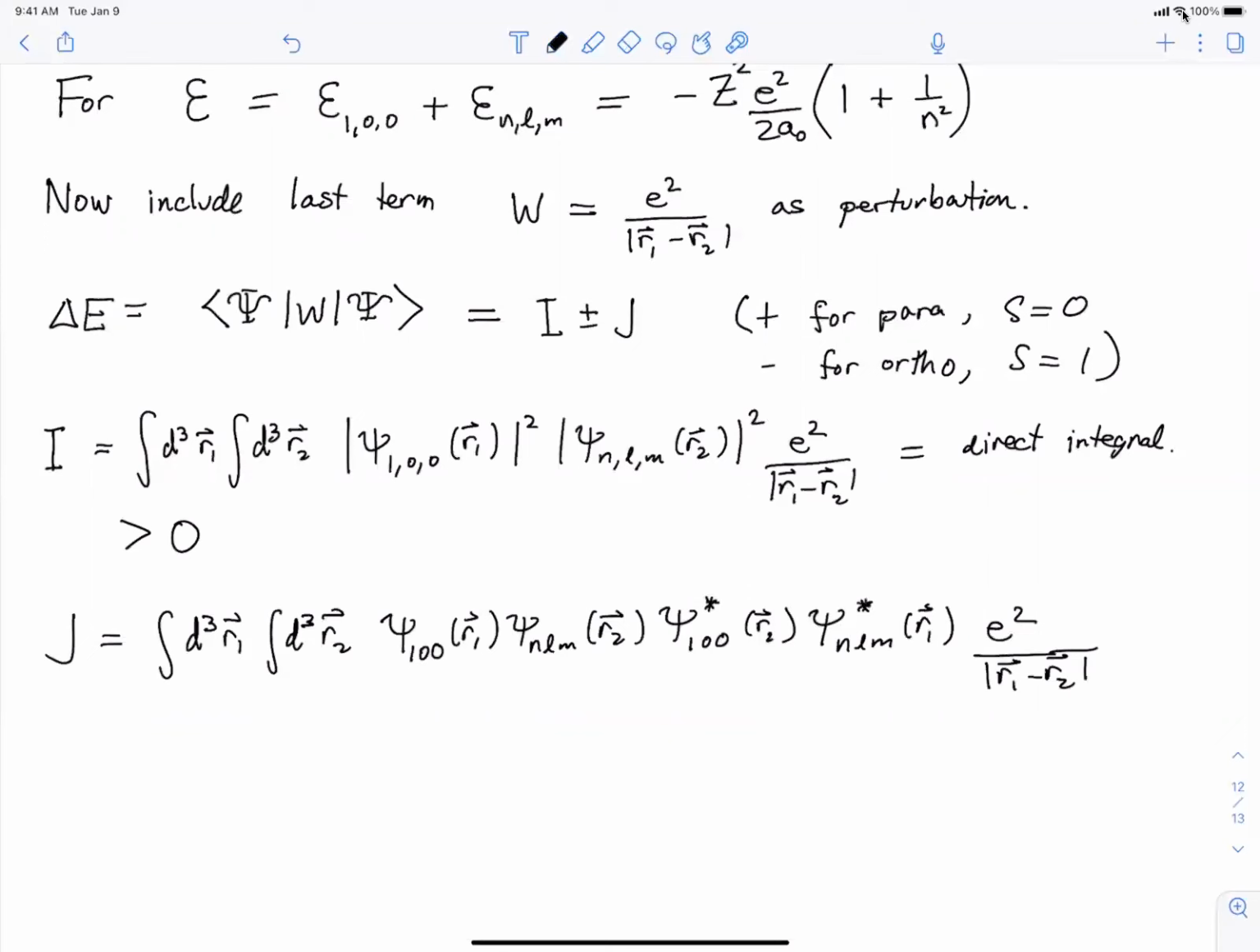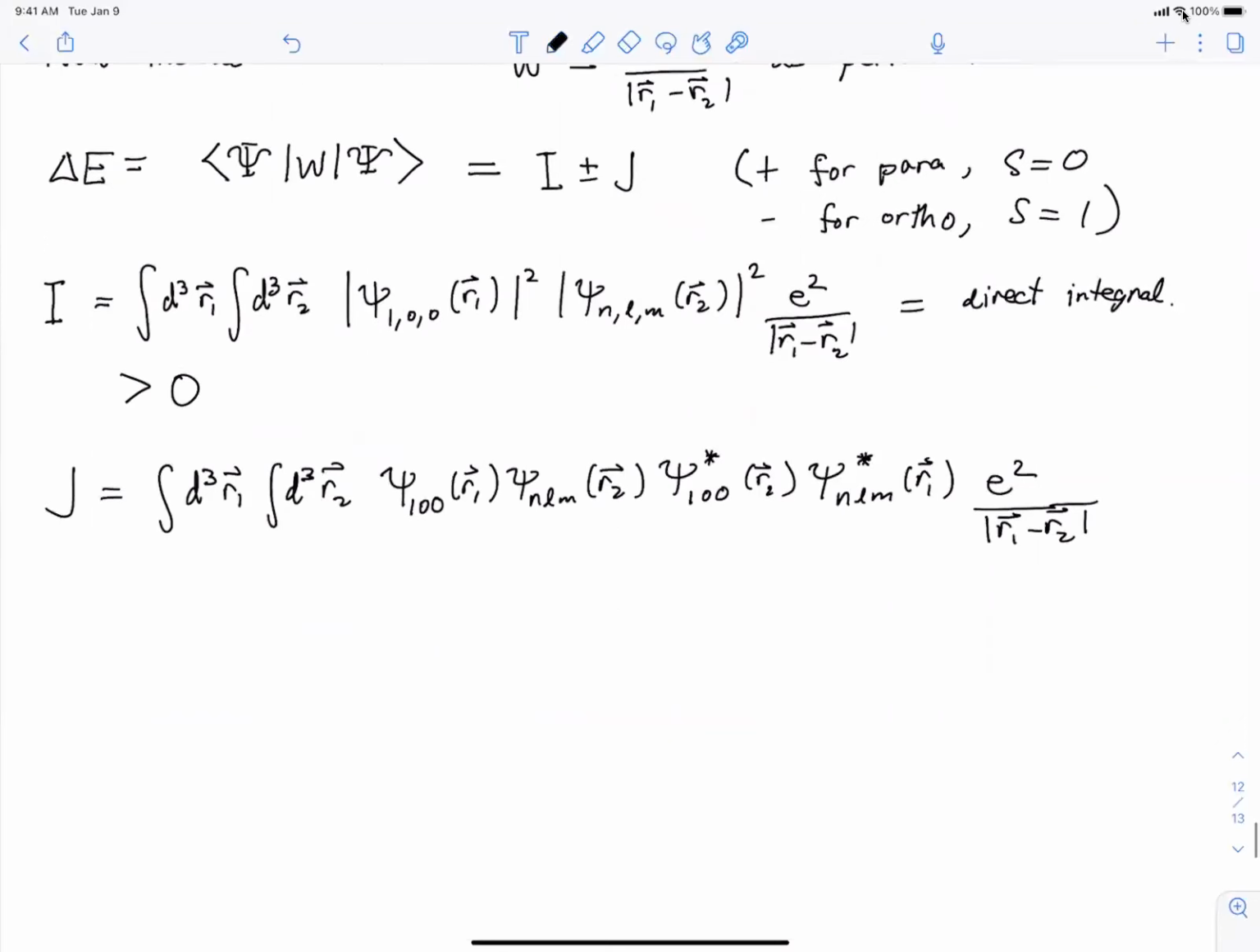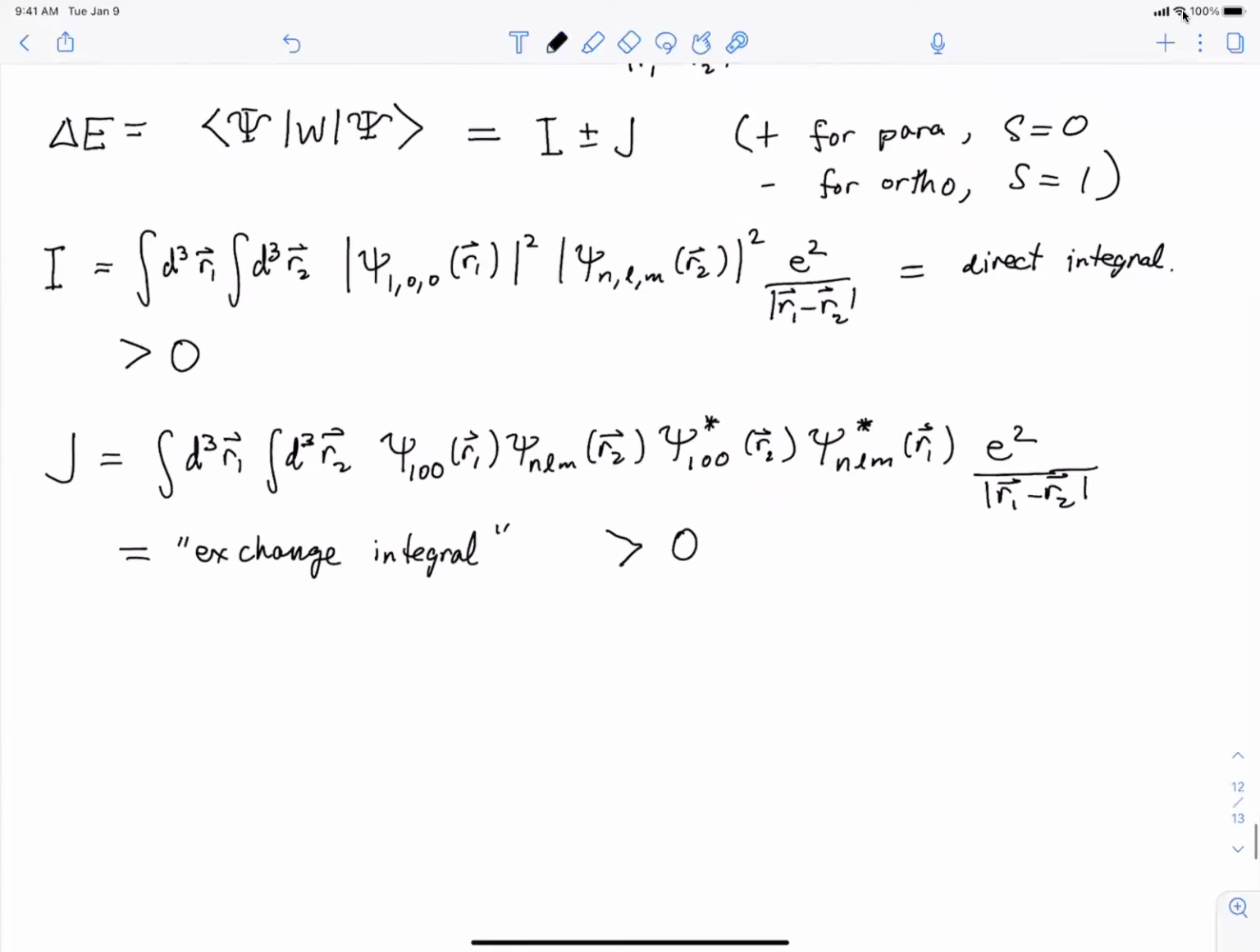Okay, and again, in general, it's a very complicated integral. This is known as the exchange or indirect integral, just because it comes from the cross terms. So if you want to work hard, you can go ahead and compute this thing for different NLMs. Here's the important thing for us. This thing is, even though it's not obvious, this turns out to be positive. And it turns out to be less than I in all cases.